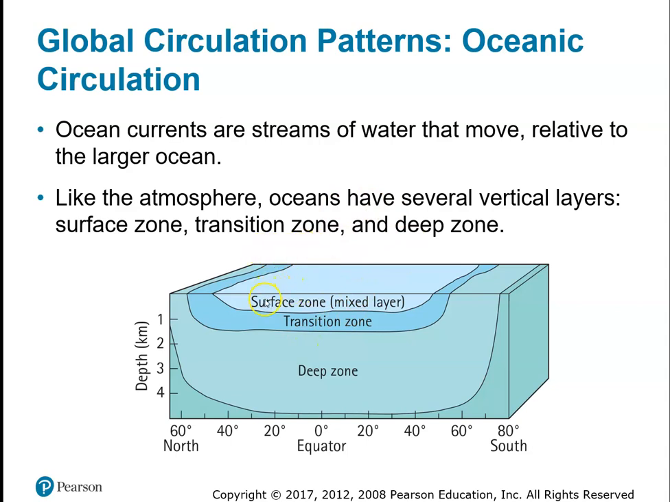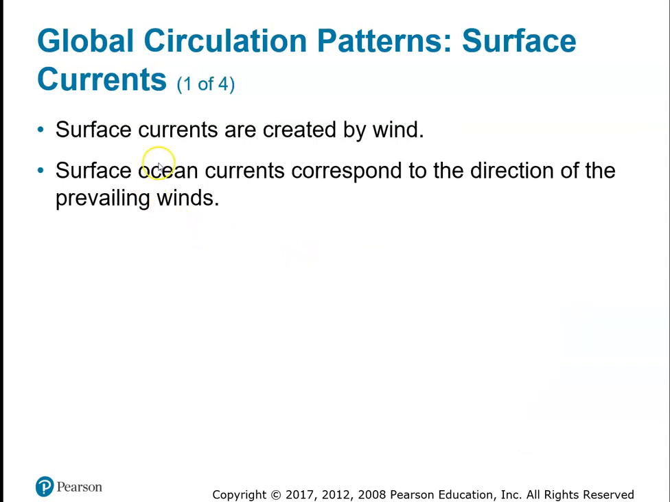But at the surface, you're really dealing with what's going on with the wind. The wind is really what's driving the surface. So the surface currents are created by the wind. The surface ocean currents are created in the direction of the prevailing wind, except, of course, we're on a spinning planet.